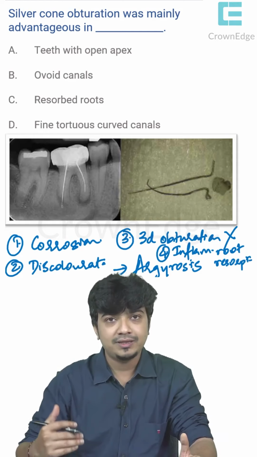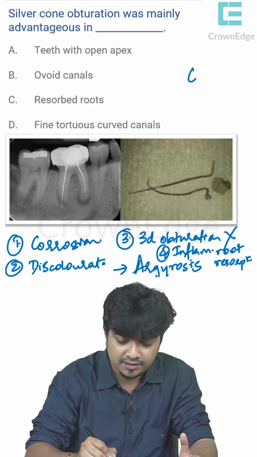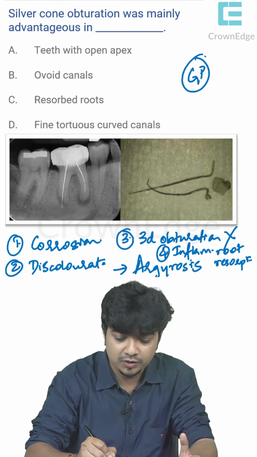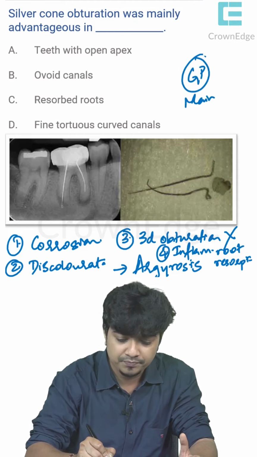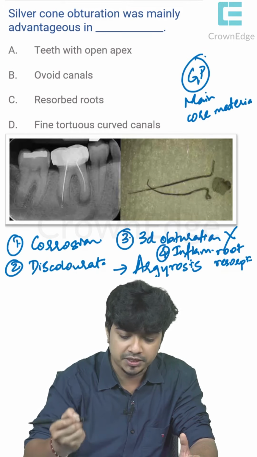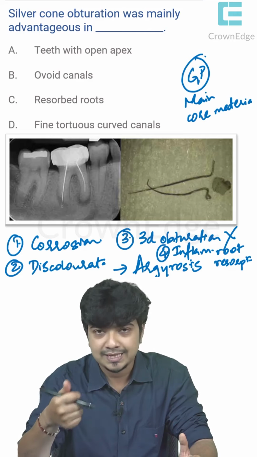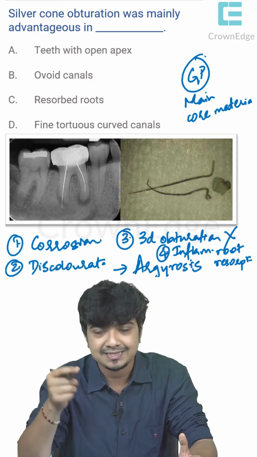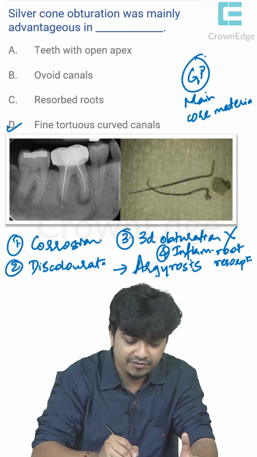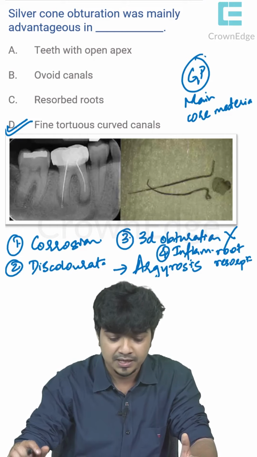Due to all these disadvantages of silver points, gutta percha has stood out to be the main core material which is now used in root canal obturations. The only advantage probably of silver cone was that it's antibacterial, and because it's like a wire, it can be used in fine tortuous curved canals. So that is the answer for this question.